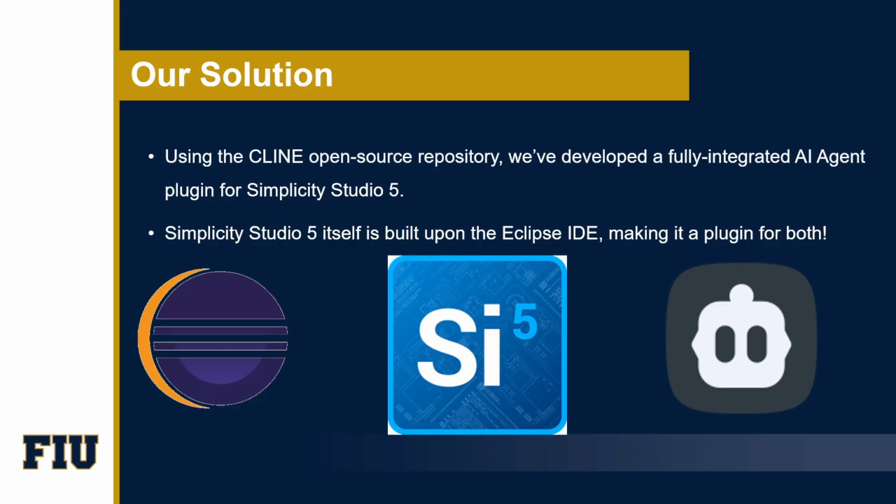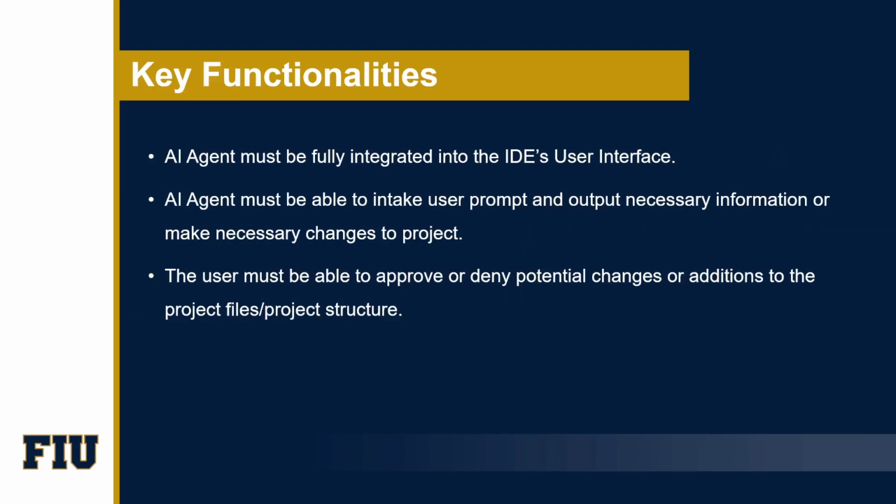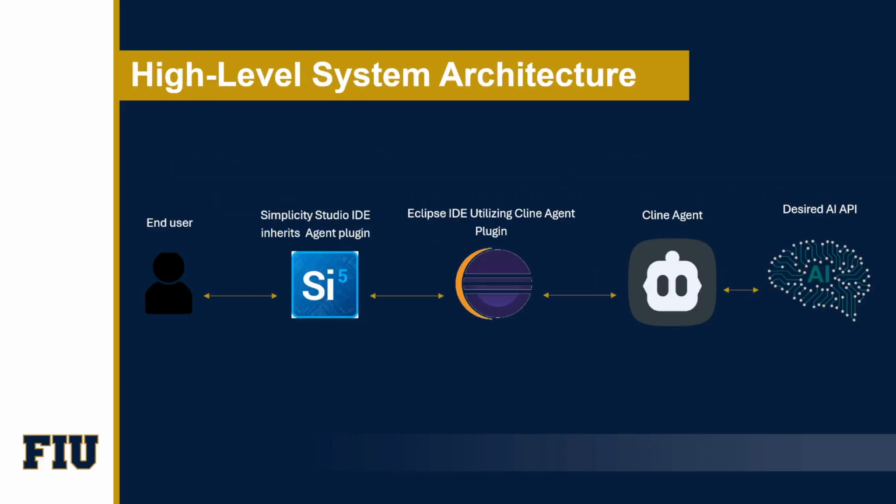Using the Cline open source repository, we developed a fully integrated plugin for an in-IDE AI agent. And because Simplicity Studio 5, our target IDE, is itself built on the Eclipse IDE, pictured on the left of the logo, it can work within both. Some of our key functionalities involve ensuring the user has a smooth experience with the AI, making it an easy-to-use, accessible tool that the user has total control over, alongside having the ability to approve or deny any changes the AI may suggest making.